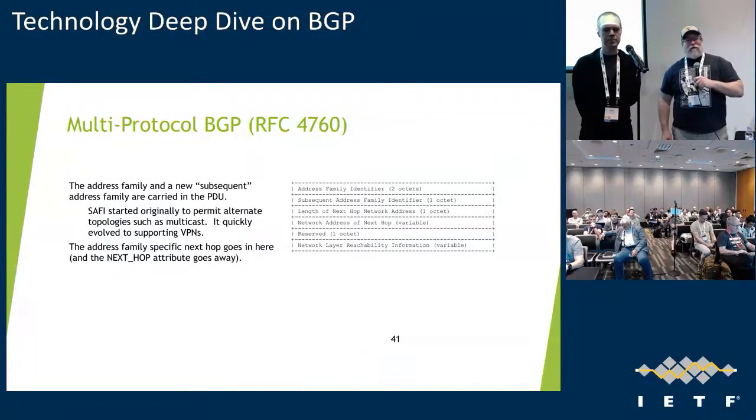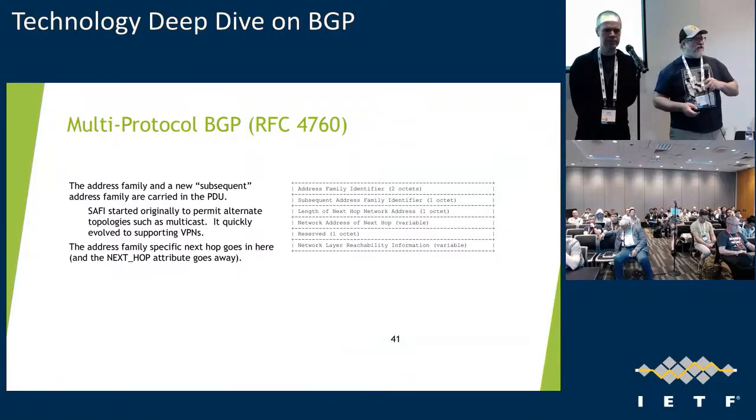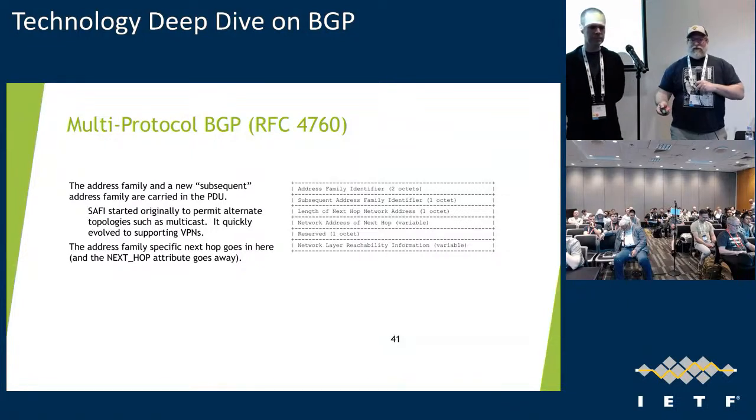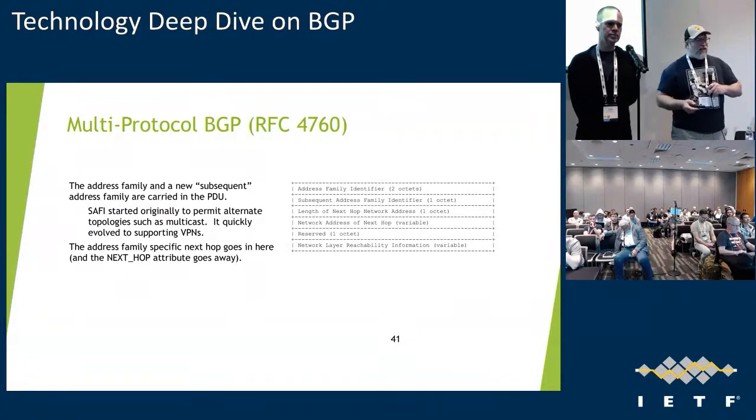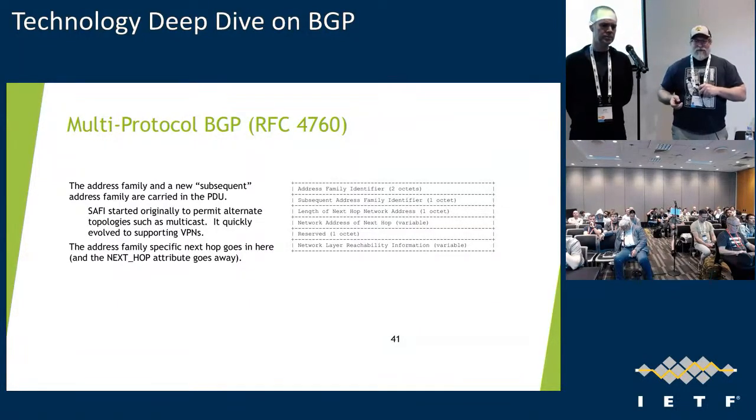In the original version of multi-protocol BGP, this was because not only were we signaling V4, V6, but we were also having a lot of fun multicast stuff going on during this era. So the original use case for the SAFI was, is this a unicast topology? Is this a multicast topology? Later on, we got very clever and started doing other things like VPNs, and some people are very unhappy about that, but that's where we ended up.